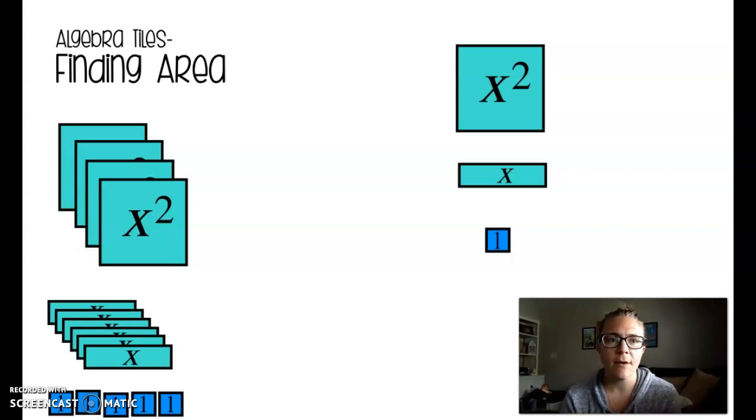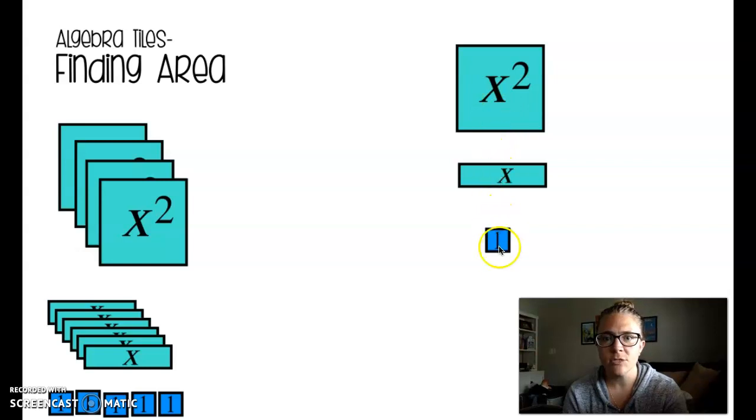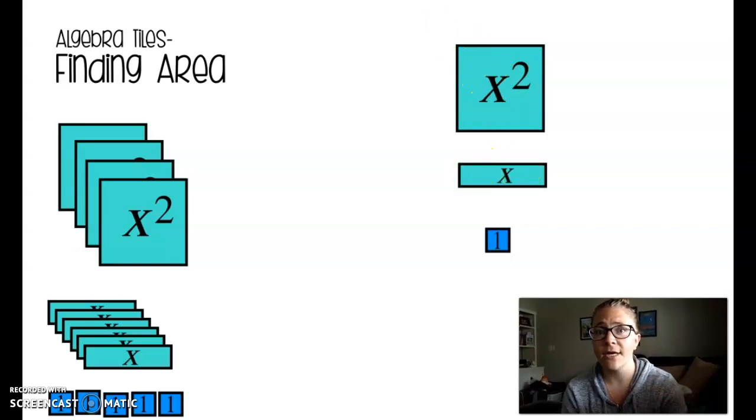Today we are going to talk about finding the area using algebra tiles. So as you can see here, we have our three different types of algebra tiles. We have our ones tile, our x tile, and our x squared tile. Just a reminder, each of these tiles are based on what their area is.